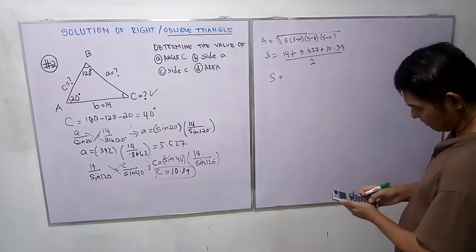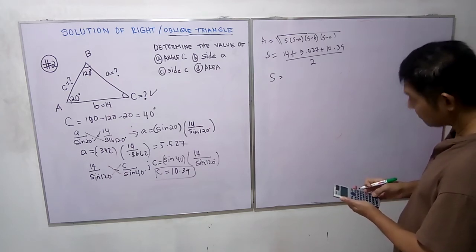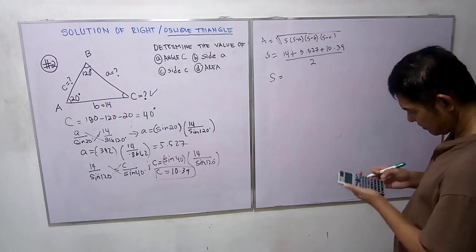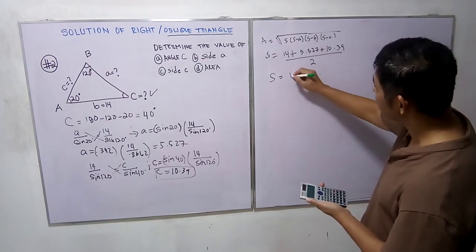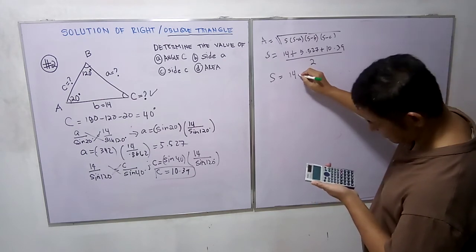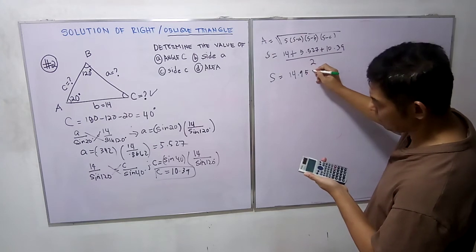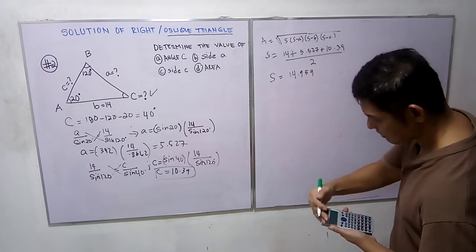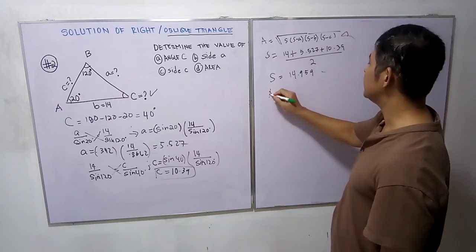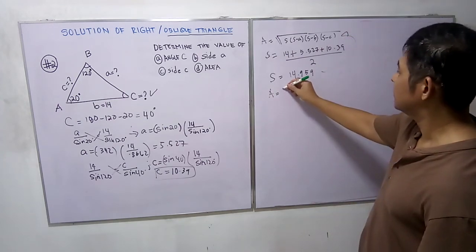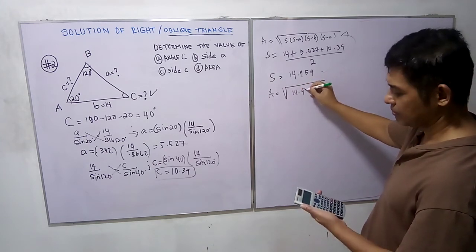Plus 5.527 plus 14 divided by 2. Labas ay 14.959. Double check. Okay. Therefore, papasok na lang natin ito rito. Therefore, area equivalent to square root of 14.959.